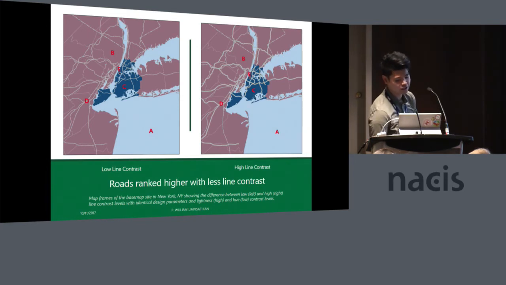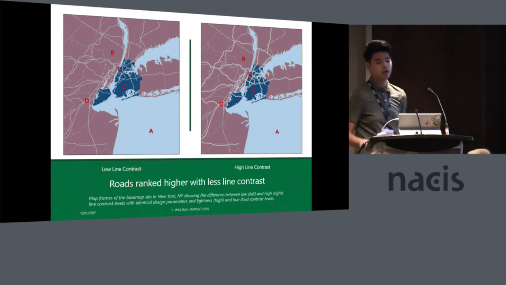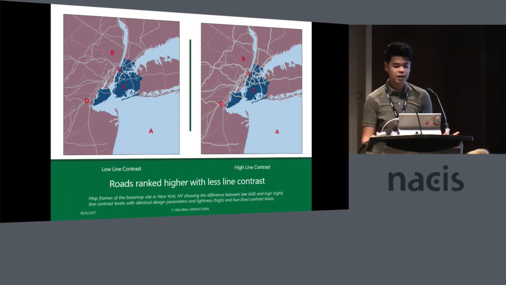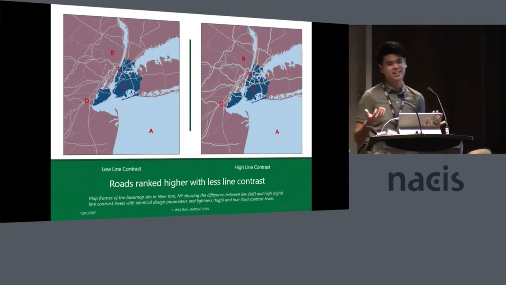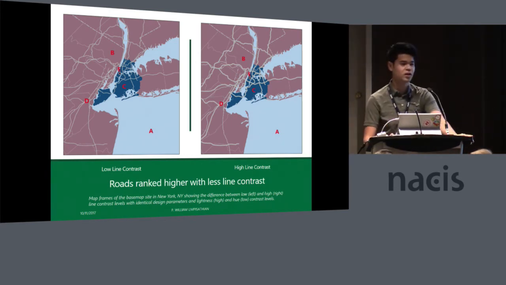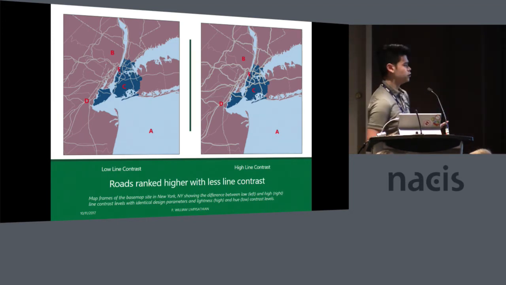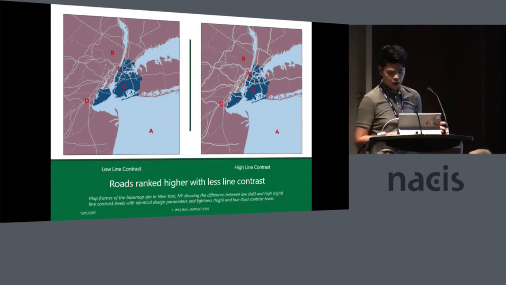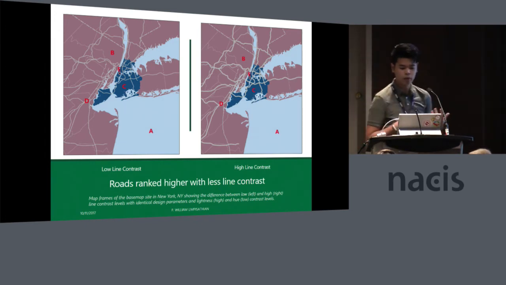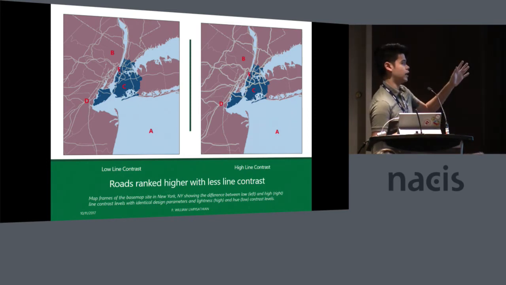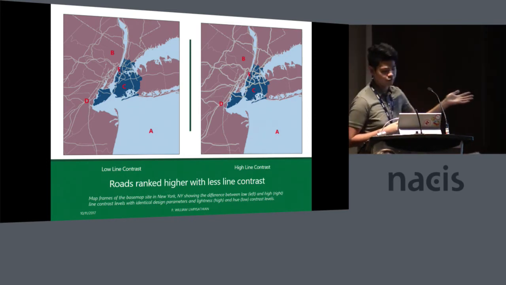Okay, so expanding on this preference, the general linear regression model showed that there was a direct relation between line contrast and the hierarchy of the road. Again, this is expected. Roads are line features, so it wasn't really a surprise. What was a surprise and unexpected was that road features stood out more and ranked higher in terms of hierarchy on maps with lower line contrast, which essentially is the map on the left.